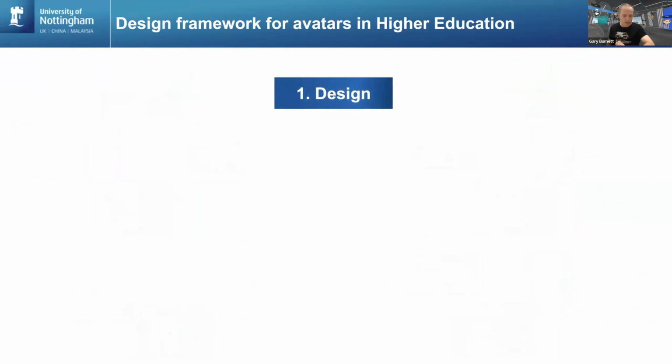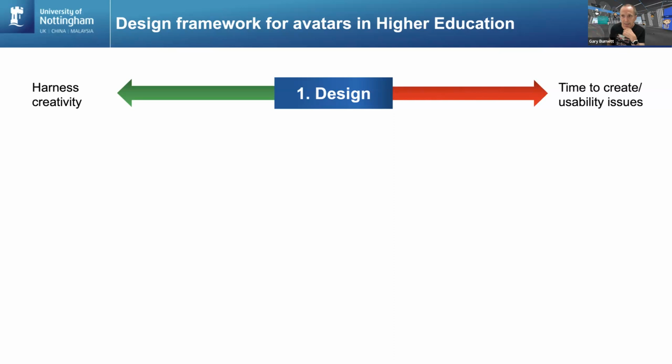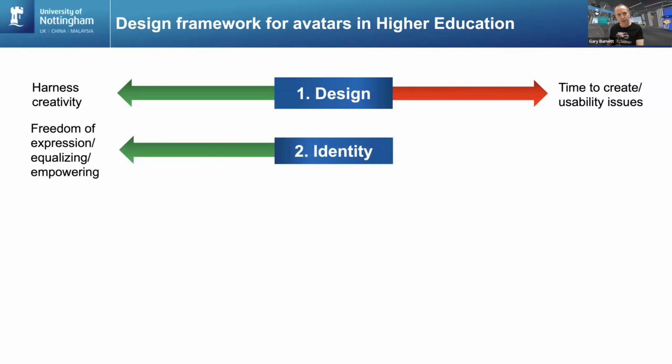So there are four key themes really that have come up from this that I've got into in a recent paper. Design is a key thing. From a positive aspect, it's a creative process coming up with these avatars, and that can be really positive. But that takes time, and that could potentially take away from learning outcomes. There's a whole thing about identity in here, a huge thing that's quite new for me actually, which is really interesting. Freedom of expression, it's more equalizing, it's very empowering for students at this stage in their lives particularly.